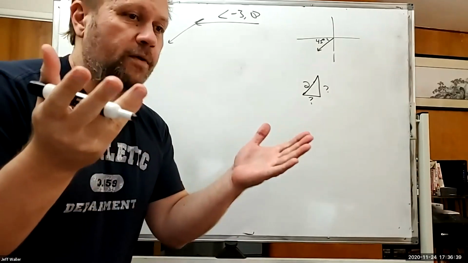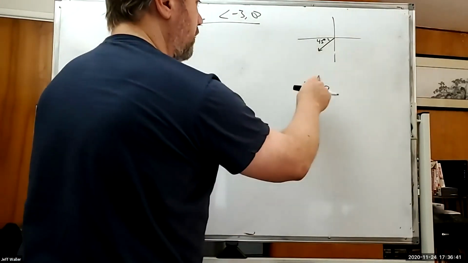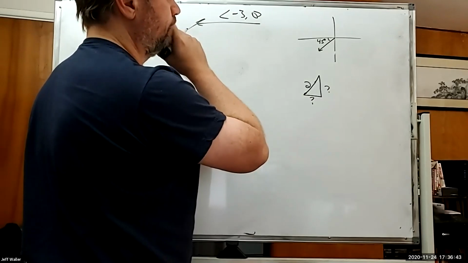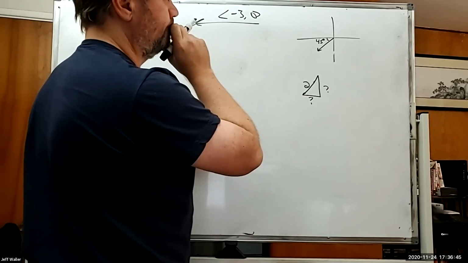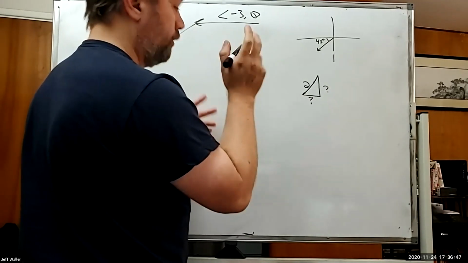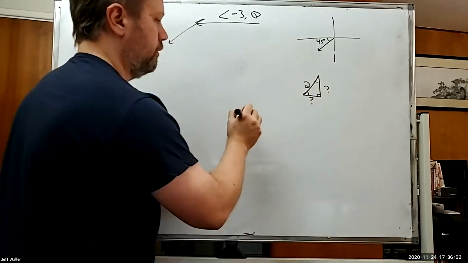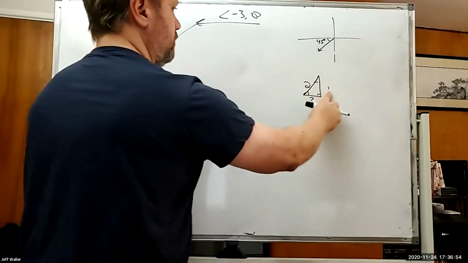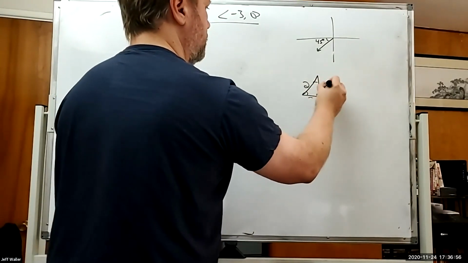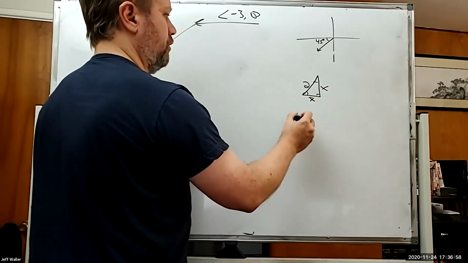So there's a really nice way to do that. What kind of triangle is this going to be? A right triangle. Okay, right triangle. More importantly, these two angles are 45, the same. So you know that whatever these are, they're the same. So therefore, you know X.